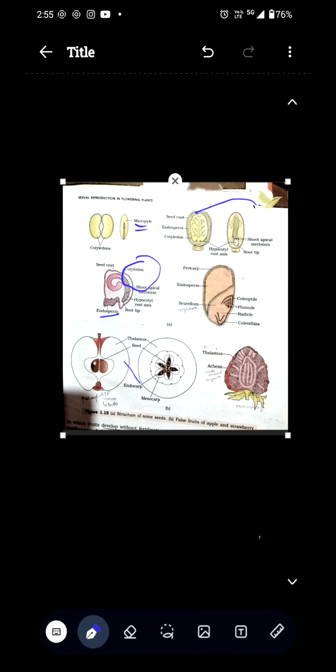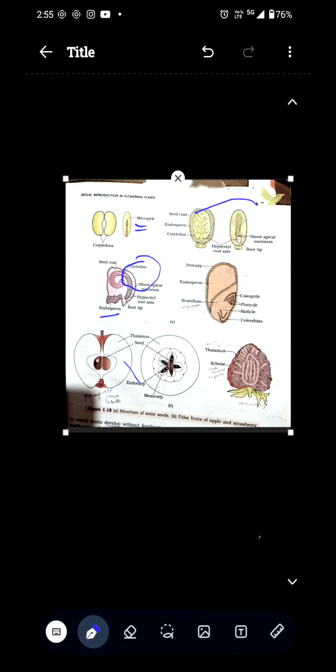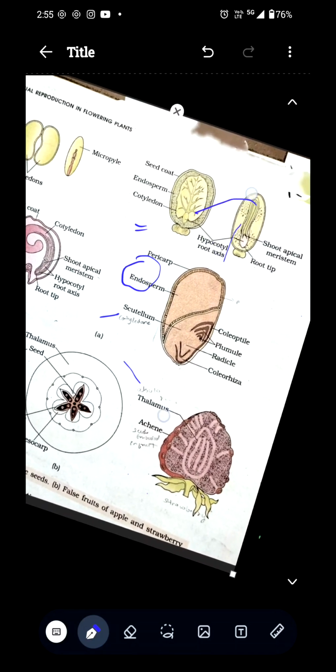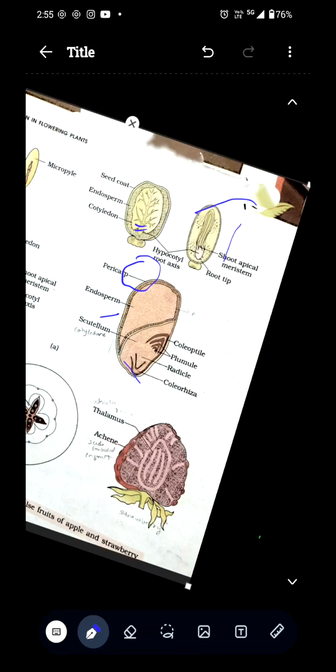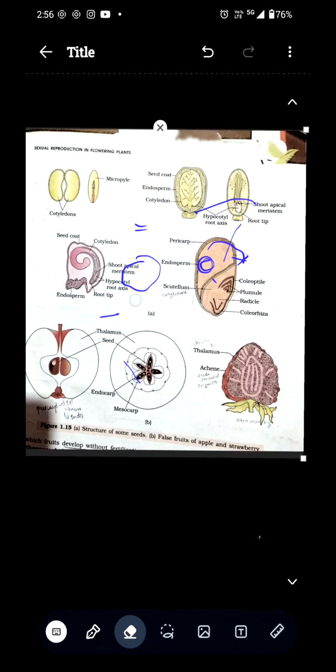So next, this particular diagram. Here also they are giving a diagram where you can see the seed coat, endosperm, and a cotyledon. You can see the cotyledon and hypocotyl axis, shoot apical meristem, and root tip. That very sharp point is there, no? Let me show you. See, that very tip is the shoot, whereas the very lower point is the root. I hope you understand this.